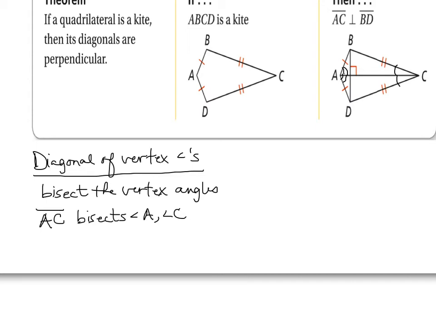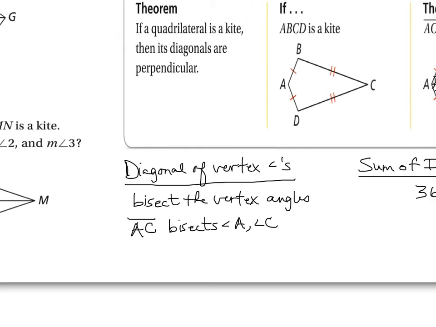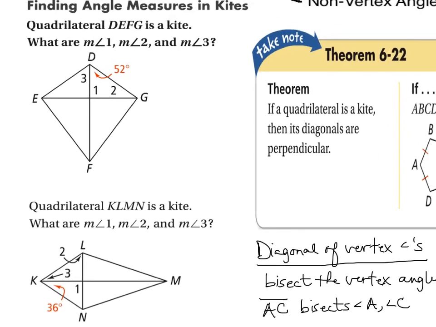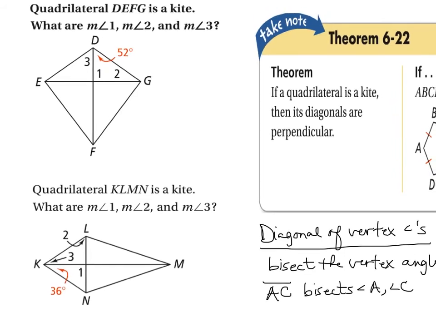The other thing is, again, this is old stuff, but the sum of the interior angles, it's a four-sided shape, is still going to be 360 degrees. That's going to come in handy when they ask you to start finding angle measures. Okay? So those are some things about kites that we look at and we're going to use. Okay, so let's take a look here at a couple of these examples.